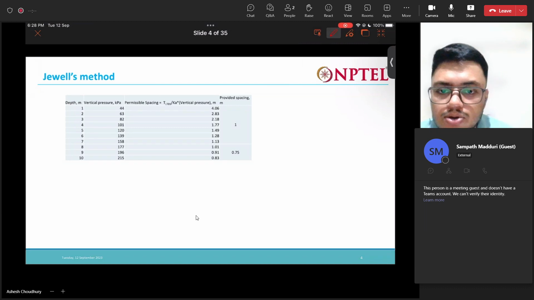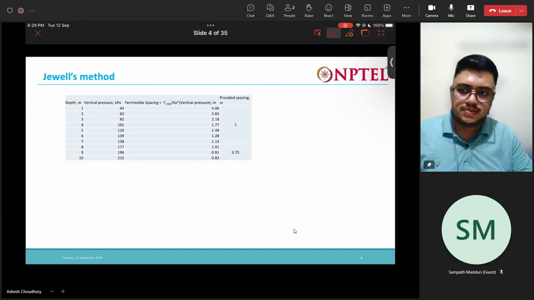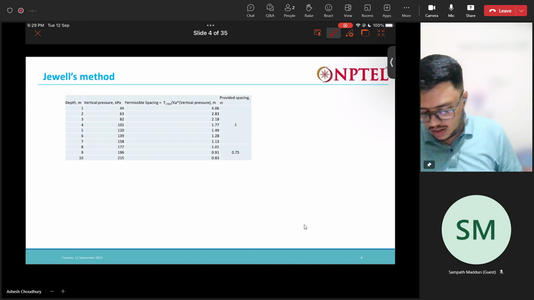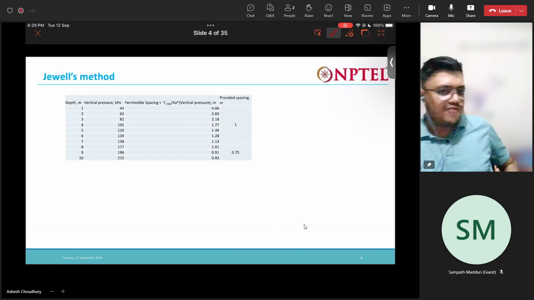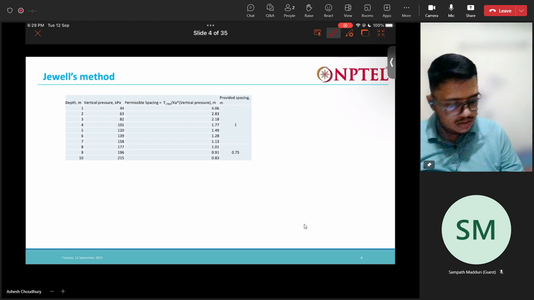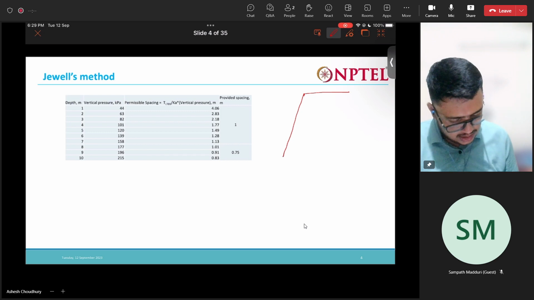Right, so we got this. So what can we do? Let us provide the first layer. Our embankment slope is something like this, right? Something like this.